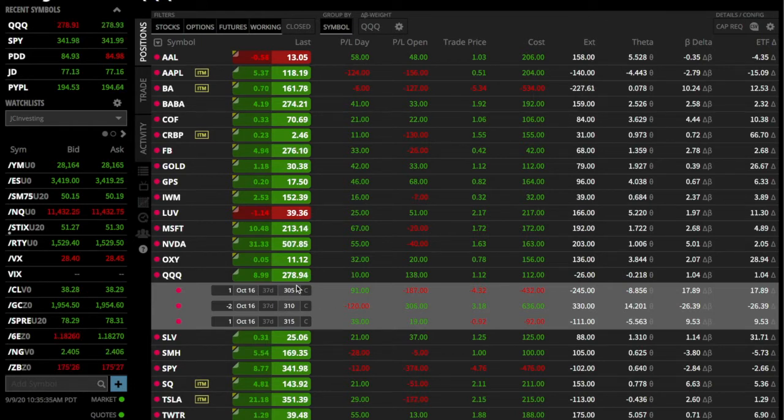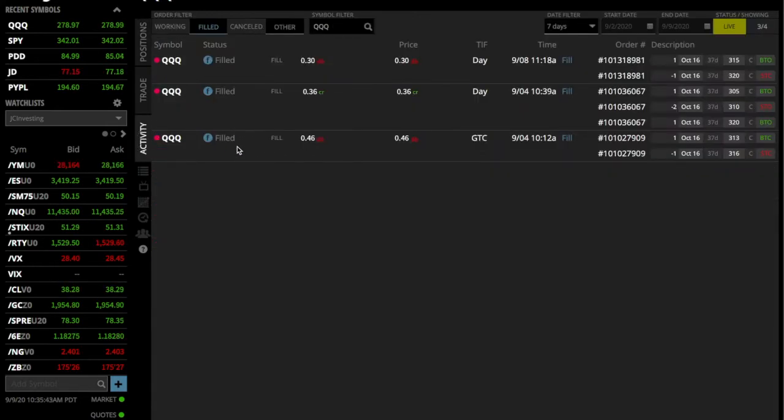So here's our free butterfly currently, 305, 310, 315. Again, it didn't start off as a free butterfly. So go into our activity tab here. You can see QQQ on the 4th, I put on a 36-cent credit butterfly. I'm long the 305, short 2 of the 310s, and long the 320 call. Again, I could do all that for a 36-cent credit.